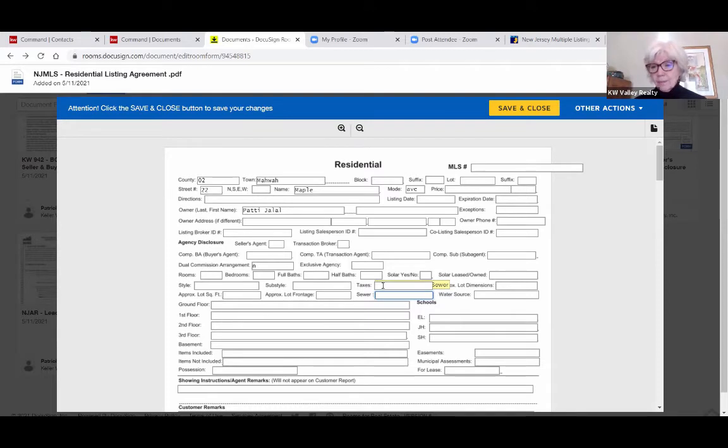And water source, same thing. Just confirm, say it's my understanding, your municipal sewer and municipal water. Is that correct? Okay, now ground floor.